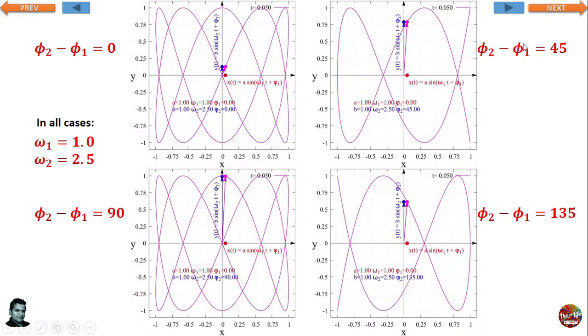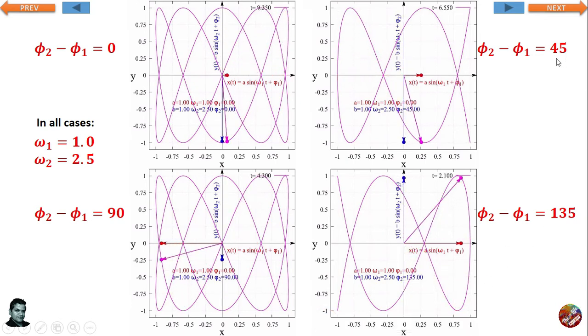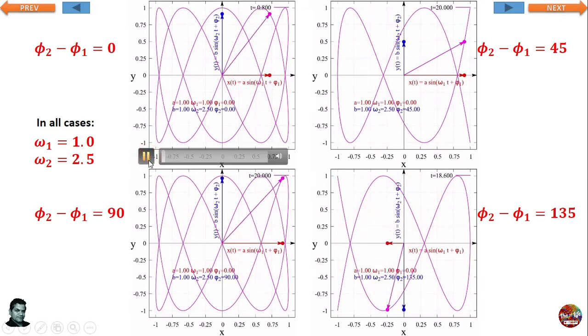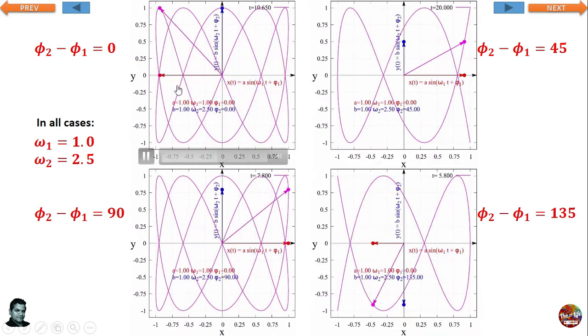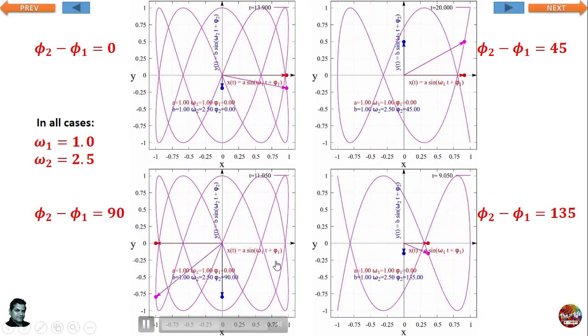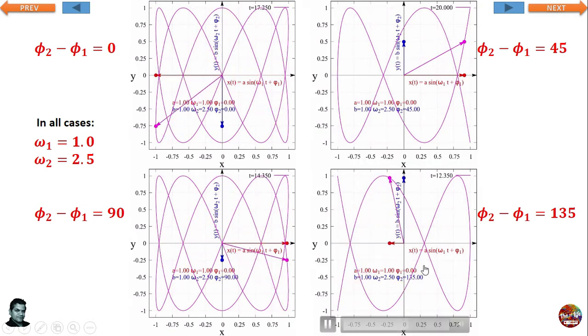Now in the next case we have much more interesting Lissajous figures. So these are again for these different phase differences, and here the angular frequency is such that one is like 2.5 times the other. So here the curve is closed. In these two cases, here the curve is not closed.